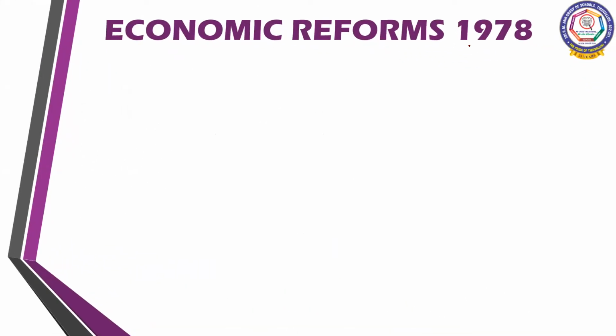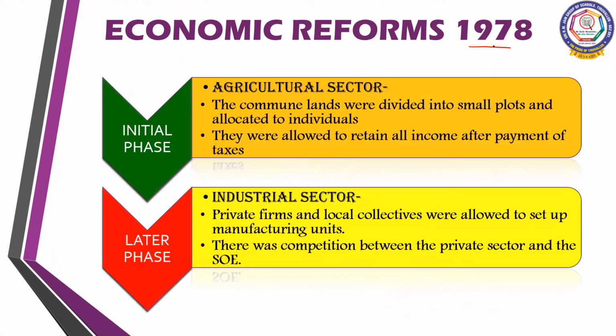The reforms introduced in China in 1978 resulted in fast economic growth. It was introduced in phases, the initial phase and the later phase. Reforms were initiated in agricultural sector, foreign trade, and investment sectors in the initial phase. In agricultural sector, the commune lands were divided into small plots and allocated to individuals. They were allowed to retain all income after payment of taxes.